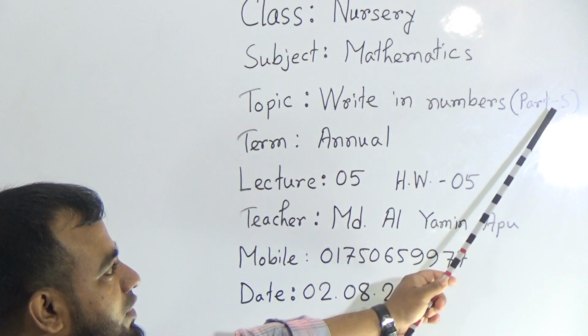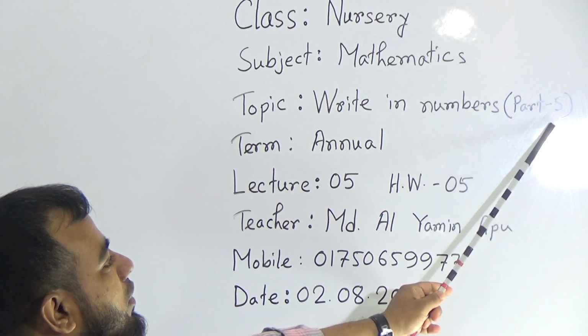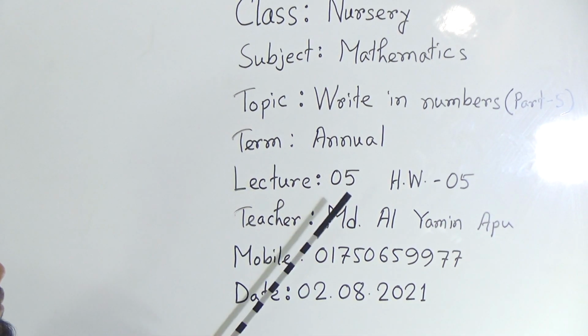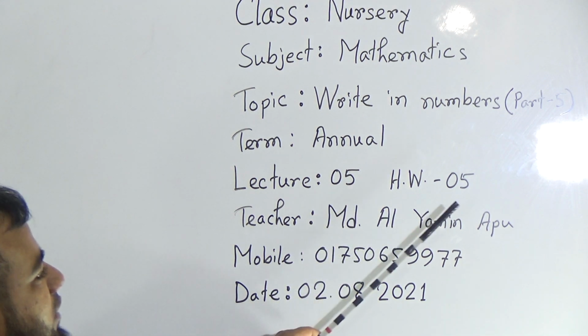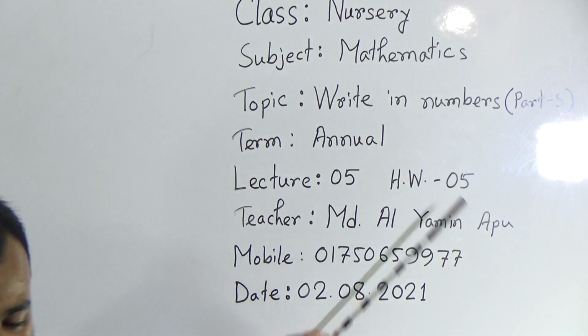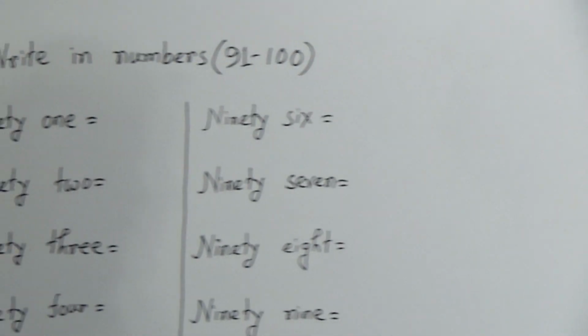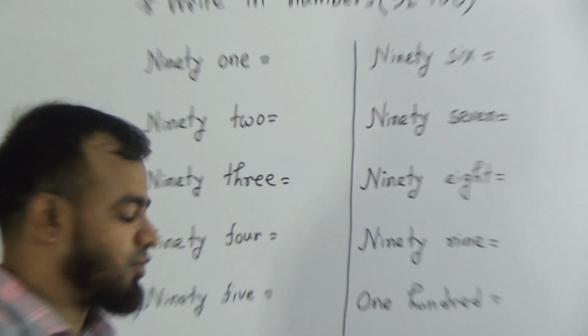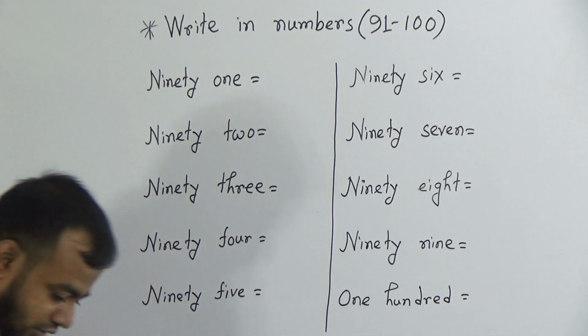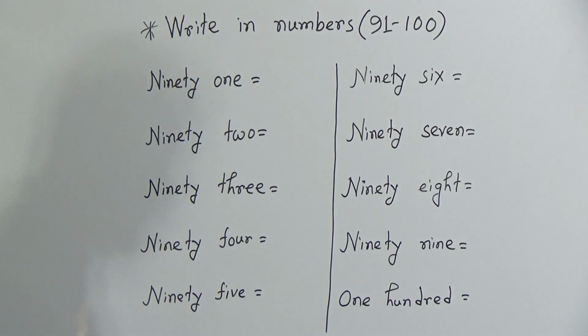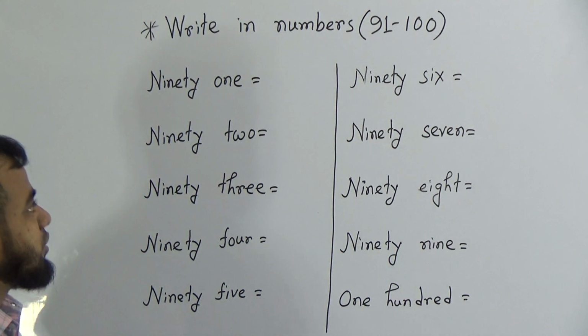It's the fifth class of our annual examination, okay? And your lecture number is 5, and you have the homework. Your homework number is also 5. Now it's the fifth part of write-in numbers. In the previous parts of write-in numbers, we have learned the numbers from 51 to 90.